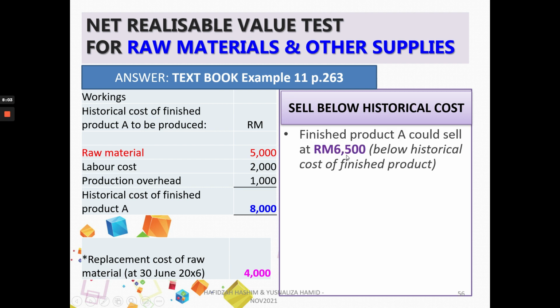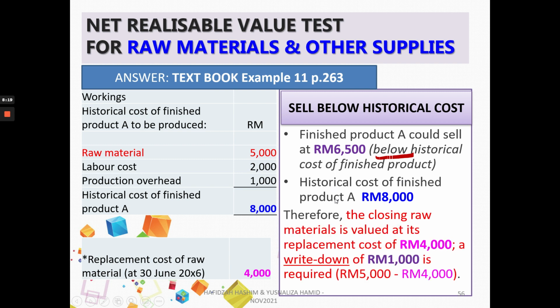So let's look at our case here. The finished product is now being sold off at 6,500. That is below historical cost, and historical cost was 8,000. Since it is below historical cost, the closing raw material will now be valued at the replacement cost, as the historical cost is 8,000 and the selling price is 6,500, which is below the historical cost of the finished product. Therefore, raw material will be measured at the replacement cost.